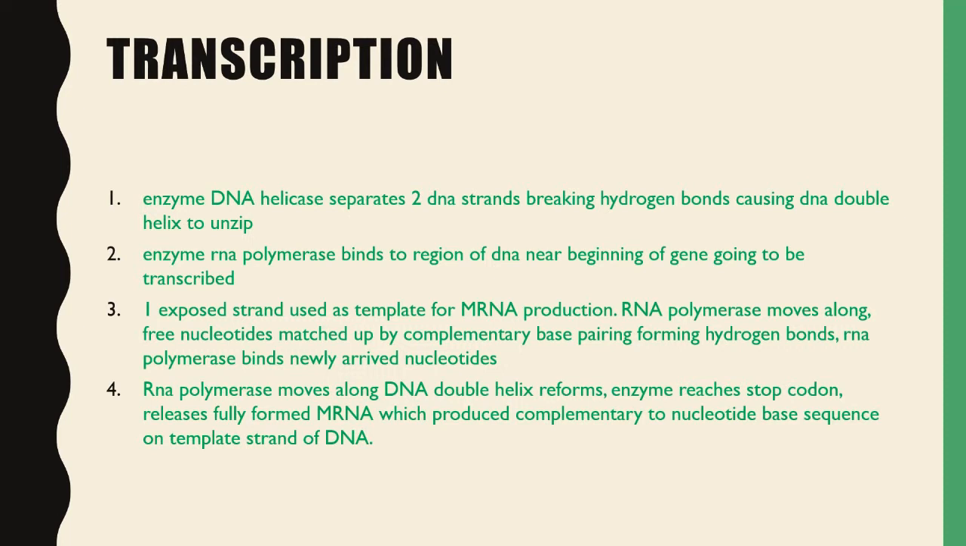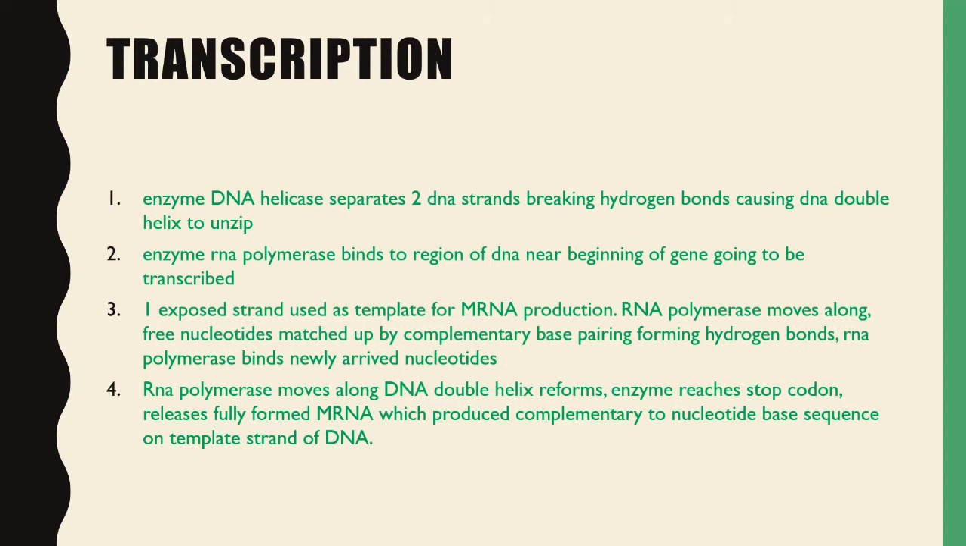So transcription, let's go through it. At the start of transcription, the enzyme DNA helicase will separate the two DNA strands by breaking the hydrogen bonds, and this will cause the double helix to unzip. Then RNA polymerase will bind to the region of DNA near the beginning of the gene which is going to be transcribed. The exposed strand will be used as a template for mRNA production. As RNA polymerase moves along, nucleotides will be matched up by complementary base pairs, forming hydrogen bonds. The RNA polymerase will bind the newly arrived nucleotides.